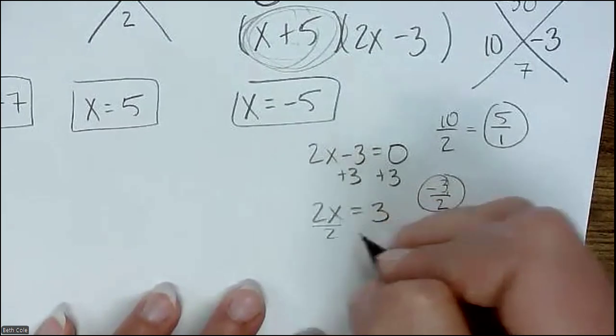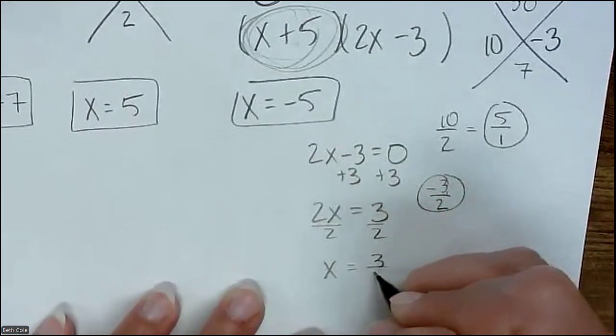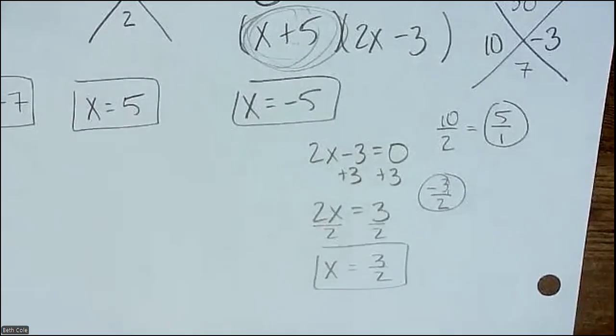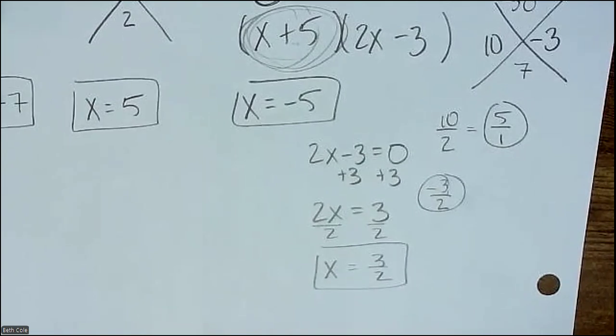Good job. Divide by 2. So 3 over 2. Or you could put that in the calculator and write 1.5, up to you. It means the same thing, okay?